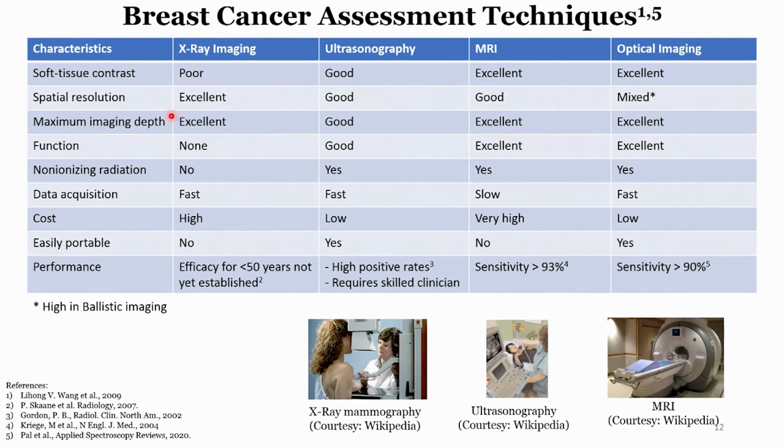Okay. The next is the depth of imaging. In the case of X-ray, which is an ionizing approach, it is excellent because it is able to pass through the tissues very nicely. In the case of ultrasound, it is good, and in the case of MRI, it is of course excellent.